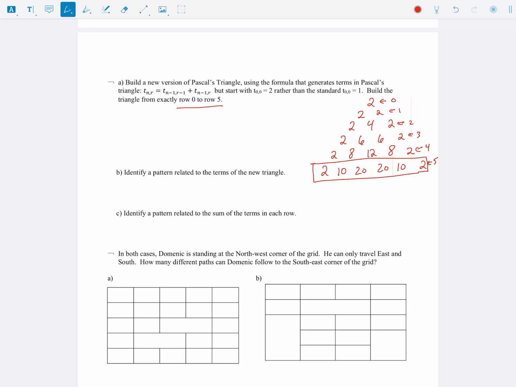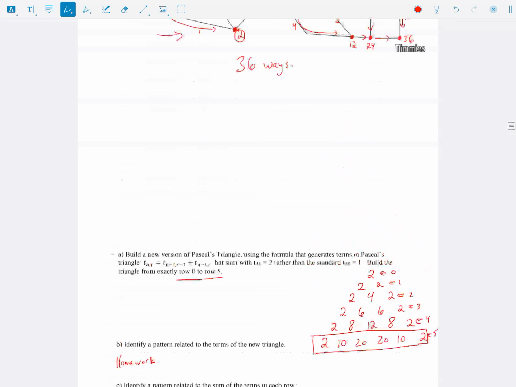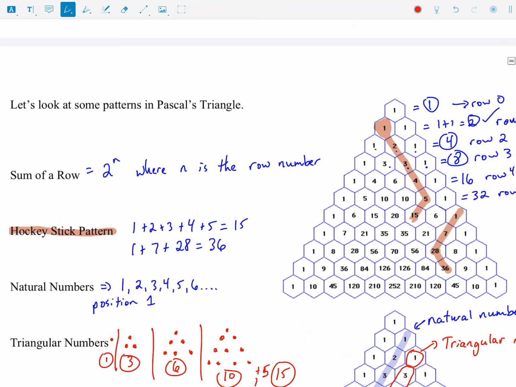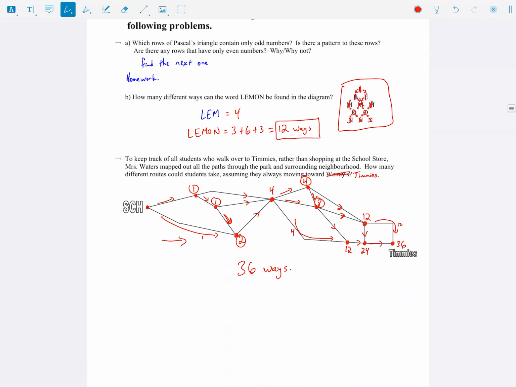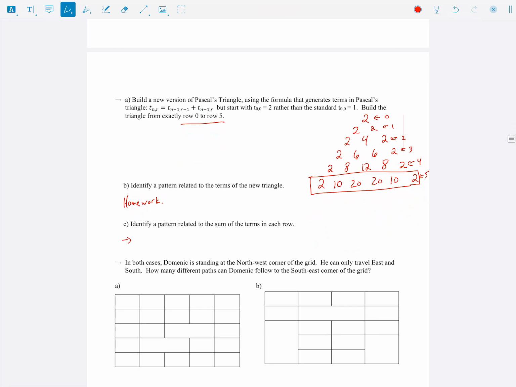Identify a pattern related to the terms of the new triangles. Okay, pause. A little homework question for you, okay? Try this out. See if you can do it. And then identify a pattern related to the sum of the terms in each row. I know you can figure this out. So remember last time, the sum of the rows was 2 to the power of n, right? Well, figure it out on this one. What do you think that relationship is? See if you can figure it out. Pause the video, try it out.